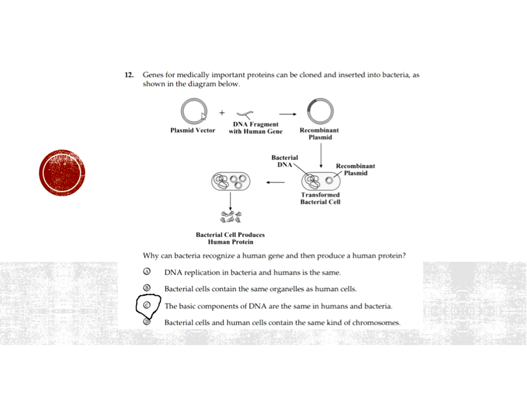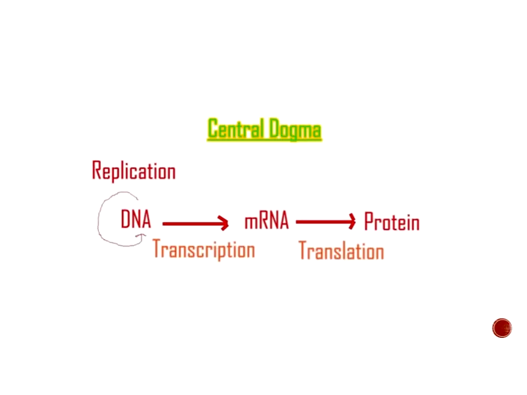The basic components of DNA, those nucleotides with the nitrogenous bases, are the same in all species. Humans, bacteria, plants, they're all going to be the same. And that's because of the central dogma. DNA is the primary genetic source, and from that we are able to transcribe to messenger RNA so that proteins can be made through translation. So DNA is the main genetic source for all organisms, and all nucleotides are going to be built and look the same.